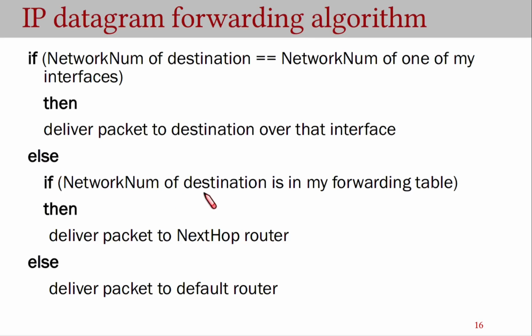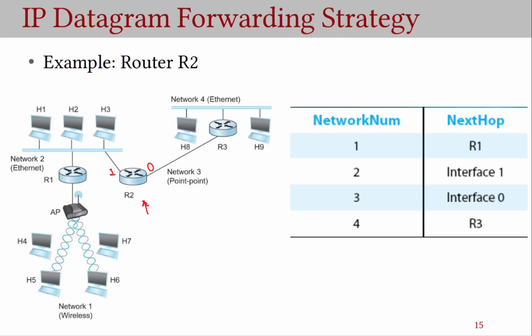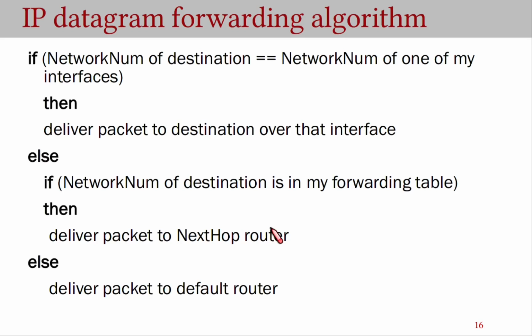Otherwise, if the network number of the destination is in my forwarding table, that means I'm not directly connected but I know the route, then deliver the packet to the next hop router. Again, you can just check. In the case when H5 was sending a datagram to H8, it was going through R2 and the destination network was 4. According to this table, the packet had to be sent to router R3, and so R2 forwarded to R3. And that's this step. Otherwise, deliver the packet to the default router.